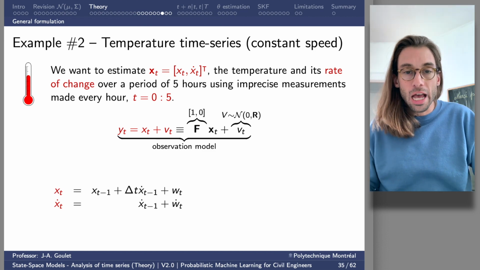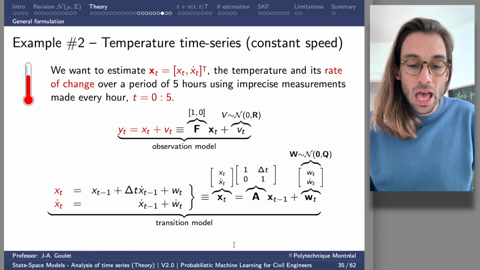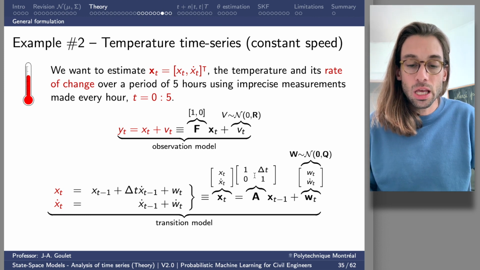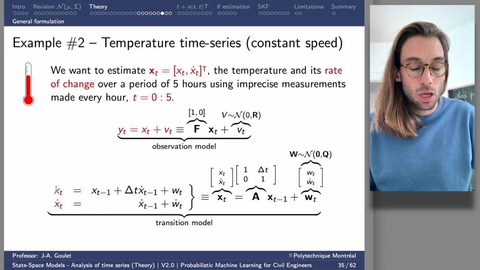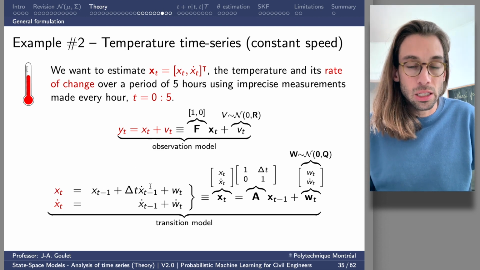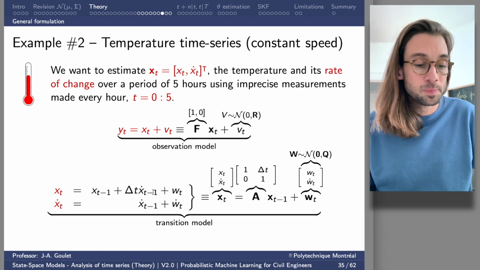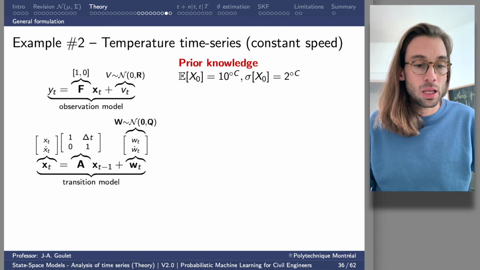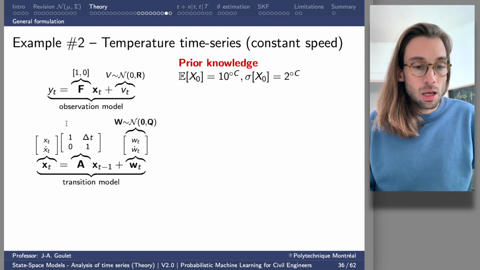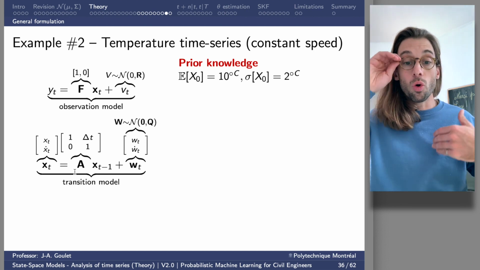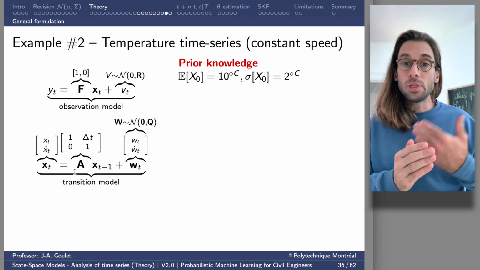My transition model, I can express as a system of linear equations. I can generalize this as xt equals A xt minus 1 plus wt. So the temperature is the temperature at time t minus 1 plus delta t times the speed, or the rate of change, same thing. And the rate of change is constant over time, except for the transition model error. So these are summarized here: my observation model, my transition model. I simply need to define my actual prior knowledge at time t equals 0.